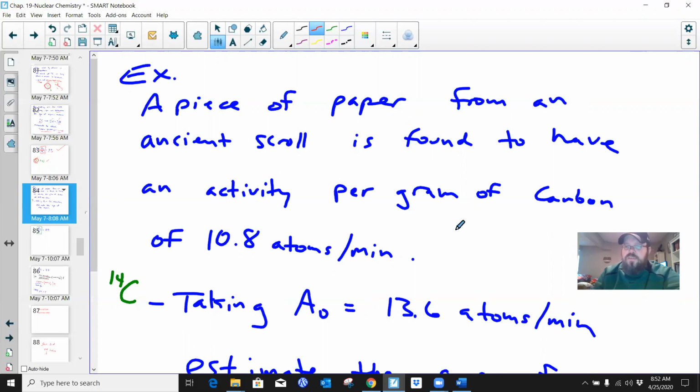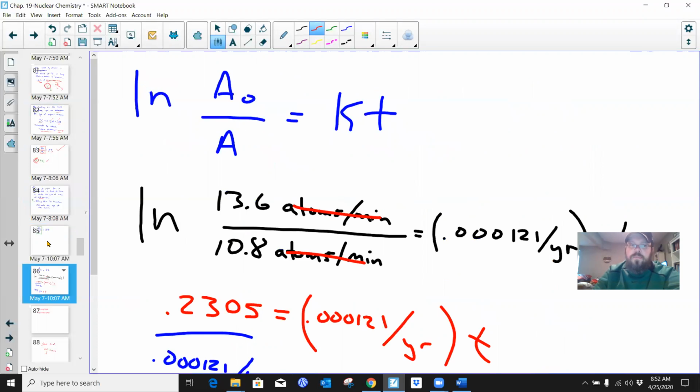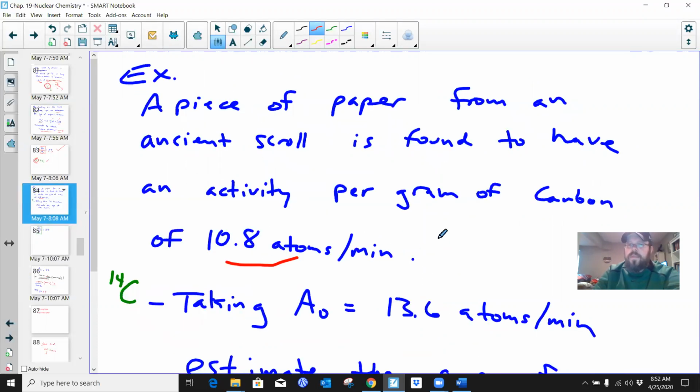It talks about the Dead Sea Scrolls, and a piece of paper from an ancient scroll is found to have an activity per gram of carbon of 10.8 atoms per minute. So its activity right now is 10.8 atoms per minute. So every minute about 10.8 atoms of carbon are going through beta decay, right? At this particular point in time, we found this ancient scroll that contains paper, and paper is a plant product. It's got 10.8 atoms per minute as its activity.